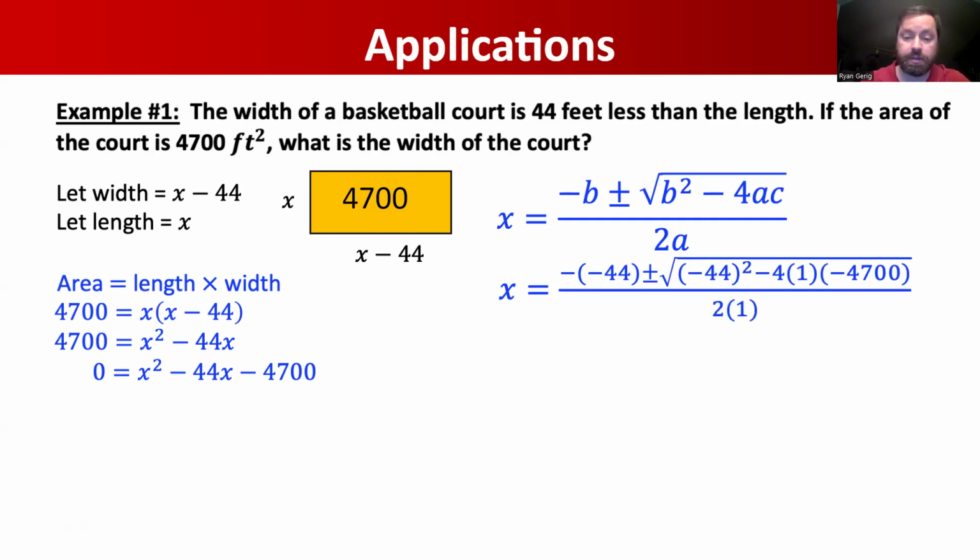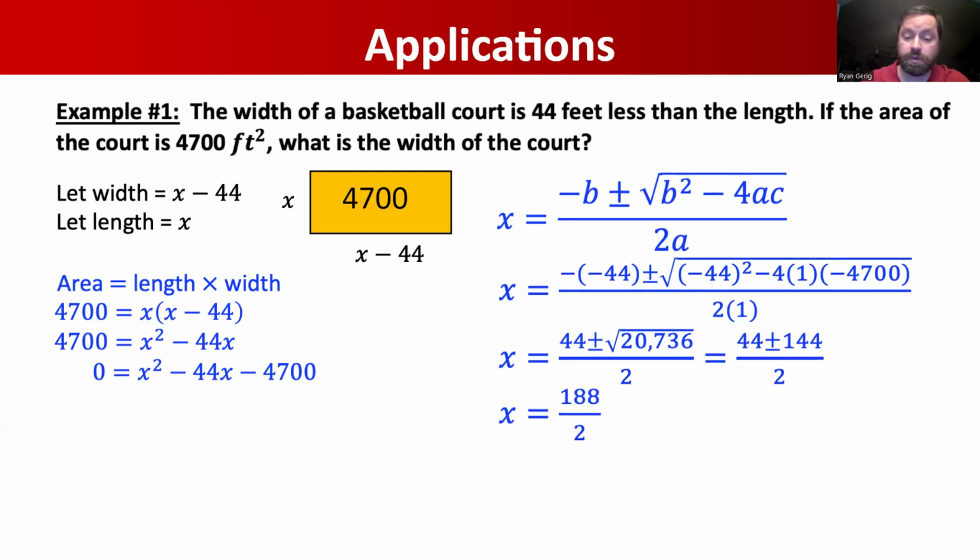Now we start simplifying. So negative negative 44 is positive 44, plus or minus. That number ends up being a very big number, all divided by 2. Now, if you take the square root of that number, you will get 144. It's actually a good perfect square. 44 plus 144 is 188 divided by 2. And then 44 minus 144 is negative 100 divided by 2. 188 divided by 2 is 94 and negative 50.